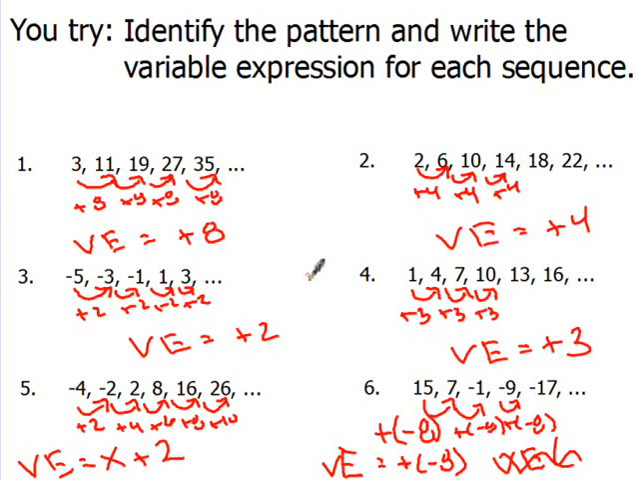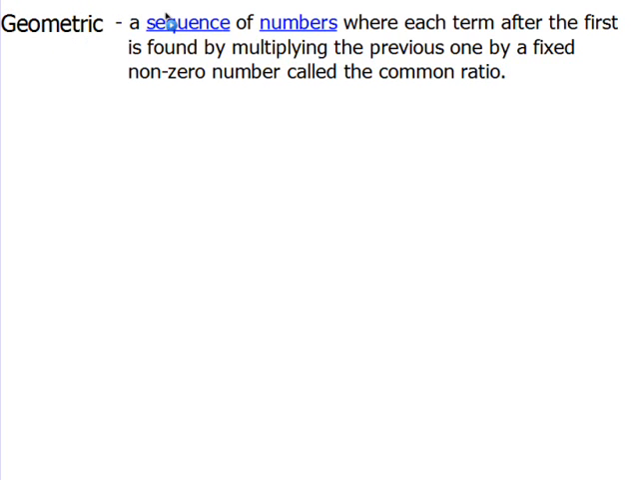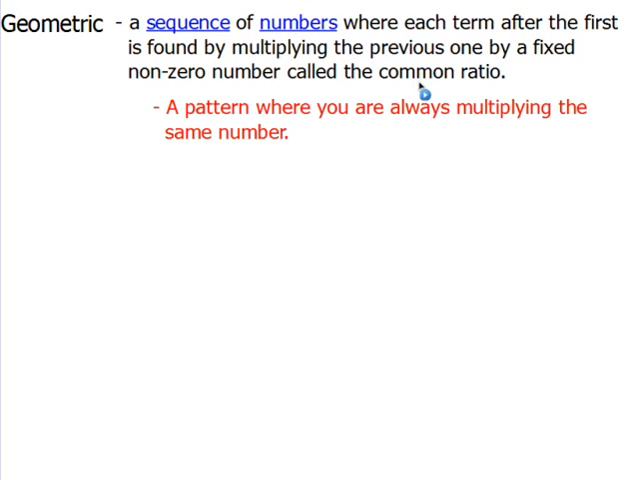All right, so that's an arithmetic sequence. So let's go ahead and take a look at the next one. So we have geometric. A geometric sequence is simply a sequence of numbers where each term after the first term is found by multiplying the previous one by a fixed non-zero number called the common ratio. So there's a lot of math words there, but it basically just means a pattern where you're always multiplying the same number. That's the common ratio, and you're always multiplying the last number by that.